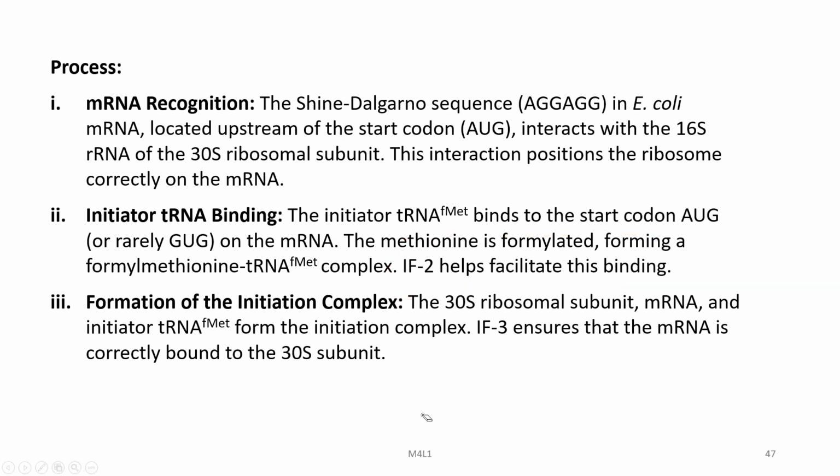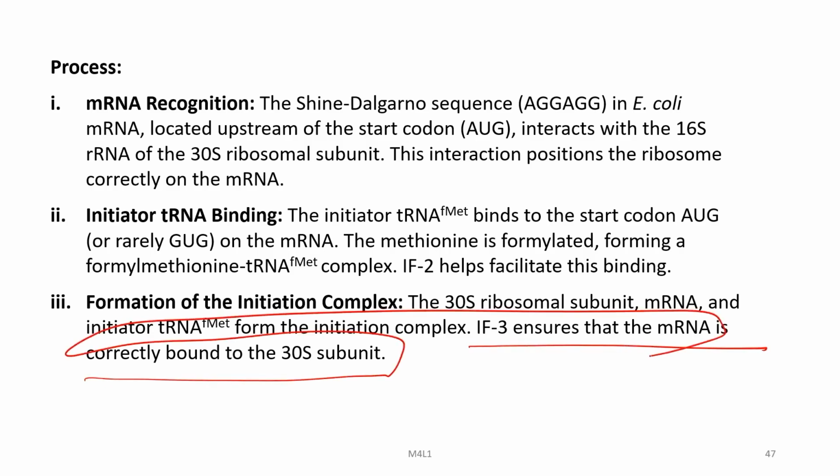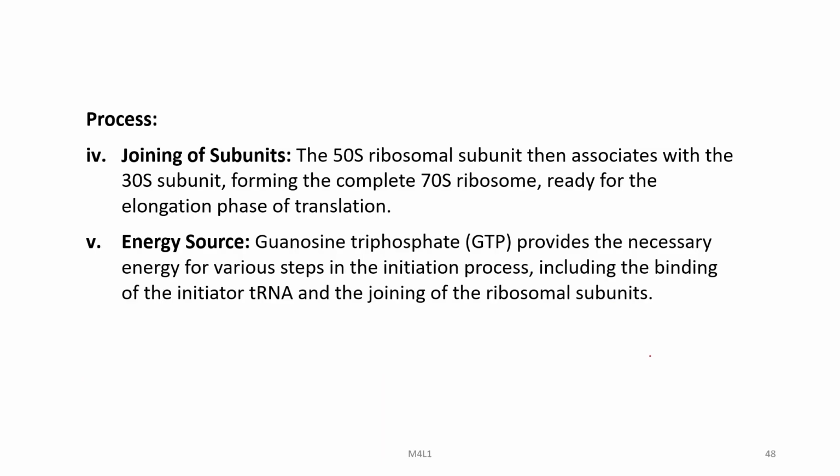Then there is the formation of the initiation complex. The 30S ribosomal subunit, mRNA and initiator tRNA come together to form the initiation complex, and IF3 ensures that the mRNA is correctly bound to the 30S subunit.